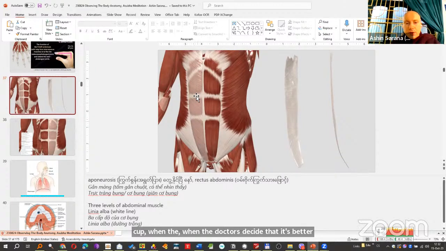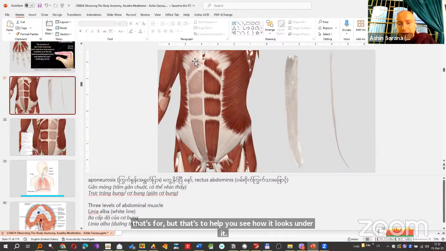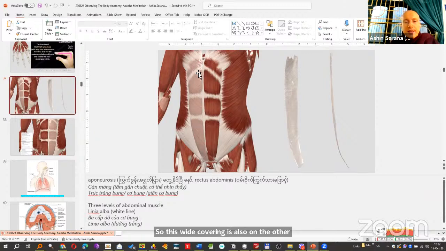On the belly also, on both sides, here you see just one, but that's to help you see how it looks under it. So this white covering is also on the other side, it's the same thing. And this white covering, here you see it separately, is basically the same thing that we have at the top of the head. Yet another aponeurosis, a kind of sinew that covers the other things that are below.